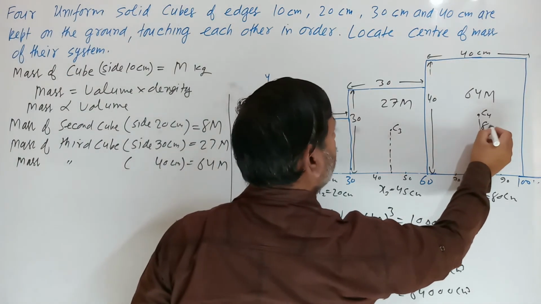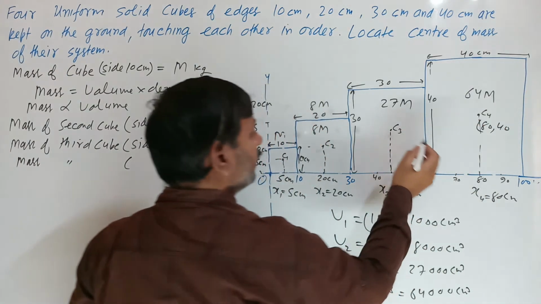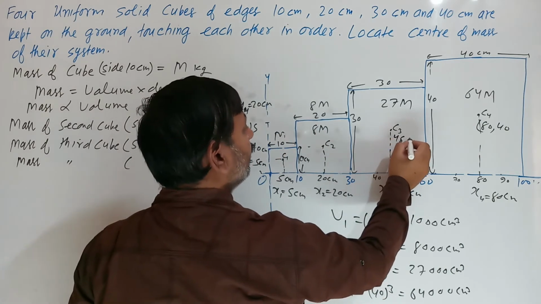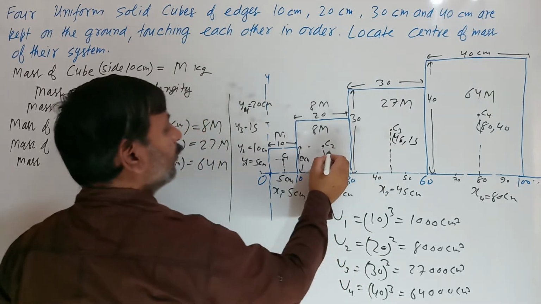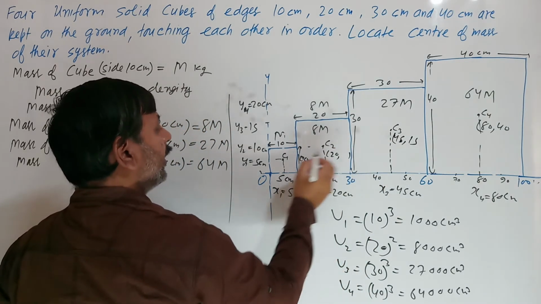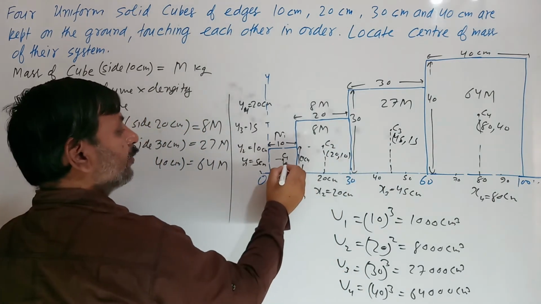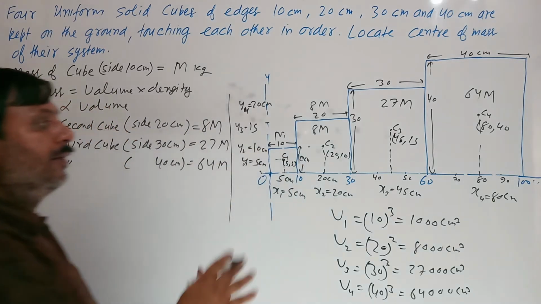So we have written the x coordinate and y coordinate. This has coordinate 80, 40. This has coordinate 45, 15. This has coordinate 20, 10, and this has coordinate 5, 5.